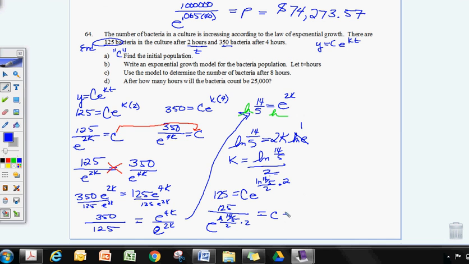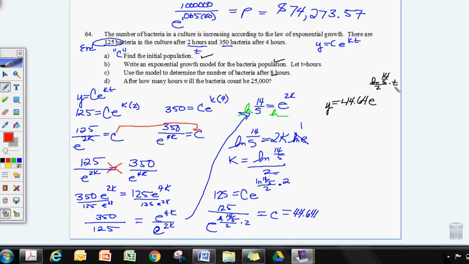And when I figure out that C value, it turns out to be 44.641. That was a lot of work. Okay, so now my equation is y equals 44.641e^((ln(14/5))/2 times t). So I've got part A done. I've got part B done. I wrote the equation.